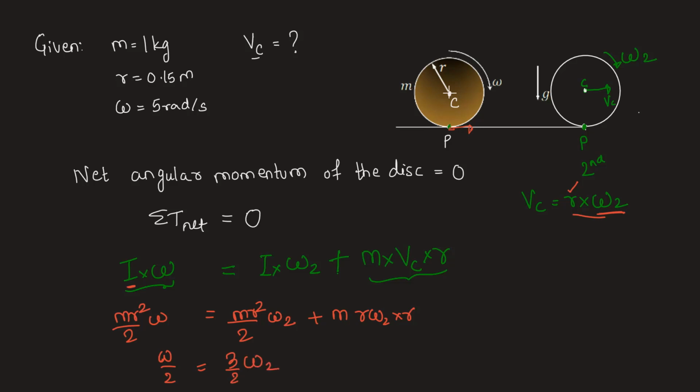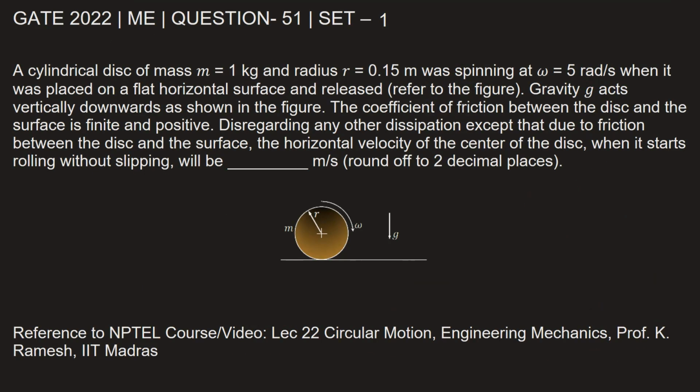We need to find out omega 2. So omega 2 will be equal to omega by 3 and omega is given to be 5 radian per second. So it is 5 by 3. From here we can find VC. VC will be equal to R, that is 0.15 meter into omega 2 is 5 by 3. This gives us VC value as 0.25 meter per second. Let's go back and fill in this answer. So when it starts rolling without slipping, the horizontal velocity of center of disc will be 0.25 meter per second.